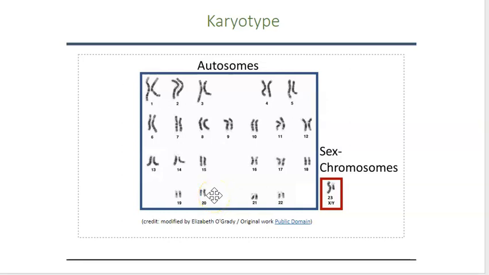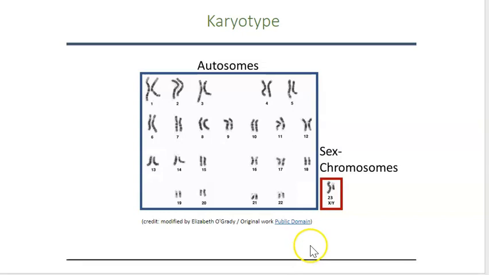Now, when it comes to non-disjunction, it could happen with our autosomes, or it could happen with our sex chromosomes. Non-disjunction does not discriminate. It could happen with any pair of chromosomes. For this specific lab, we are going to focus on non-disjunction in regards to your sex chromosomes. There are several disorders that we're going to talk about in regards to non-disjunction with your sex chromosomes. So that's what we're going to focus on.